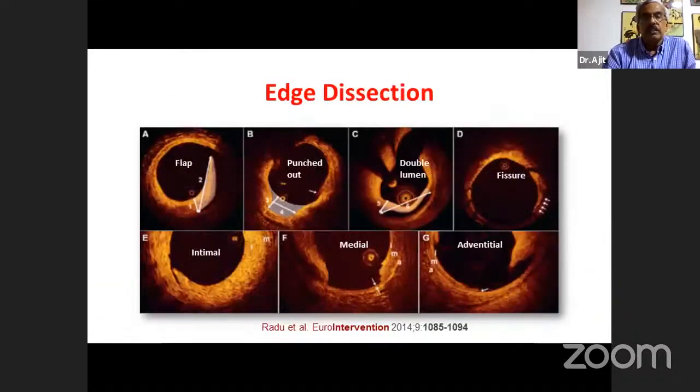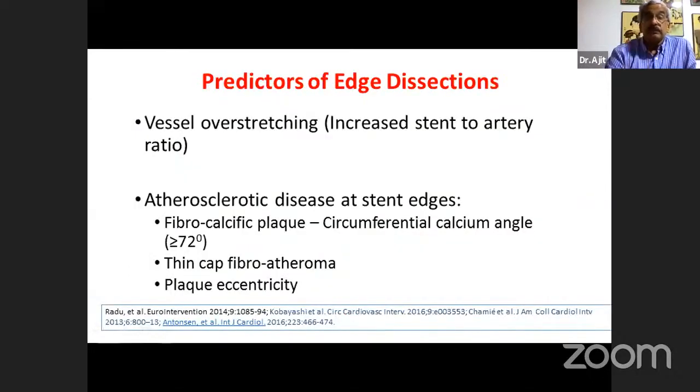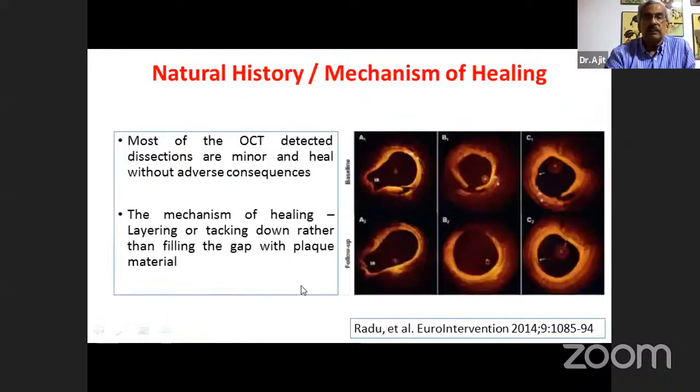Now, edge dissection can be of various types. It can be like a flap. It can be punched out. It can be two lumens. It can come as a fissure. It can involve only the intima, it can go through the media, and it can go up to the adventitia. So there are various types of dissection. But a bad dissection is usually related to vessel overstretching or disease at the stent edges. It also happens in a high plaque rupture lesion and with eccentric plaques.